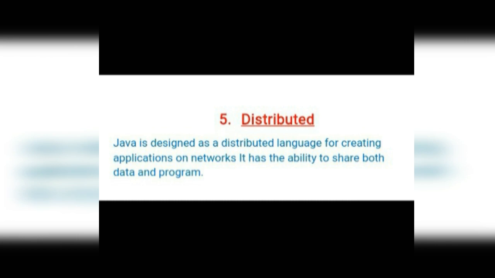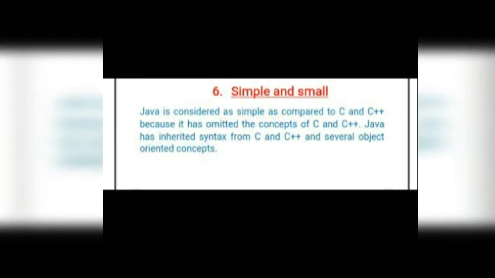Fifth, distributed. Java is designed as a distributed language for creating applications on networks. It has the ability to share both data and programs. Java applications can open and access remote objects on the internet as easily as they can do in a local system. This enables multiple programmers at multiple remote locations to collaborate and work together on a single project.